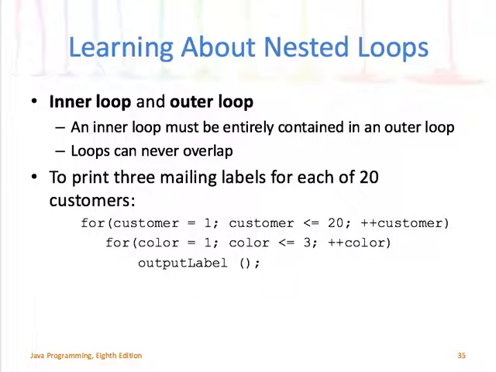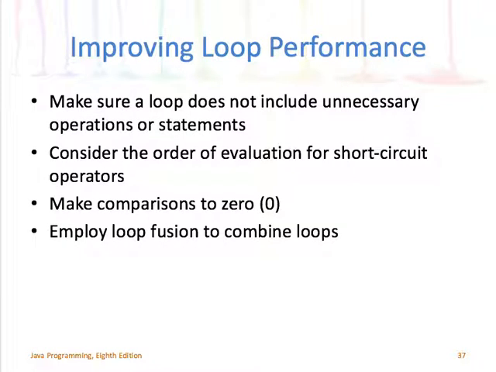Inner loop and outer loop. An inner loop must be entirely contained in an outer loop. So to print 3 mailing labels for each of 20 customers, you have for customers equals 1, customers less than or equal to 20, and then you're able to get an output from that. Improving loop performance. Make sure that you use a loop that does not include unnecessary operations or statements. If you know you're not going to use it, don't use it. Consider order of evaluation, make comparisons to 0, and employ loop fusion to combine loops.